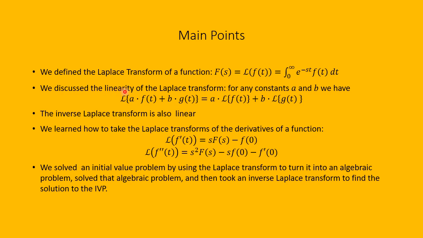We discussed the linearity of the Laplace transform. For any constants a and b, we have the following. The Laplace transform of the constant a times f of t plus the constant b times g of t is a times the Laplace transform of f of t plus b times the Laplace transform of g of t. The inverse Laplace transform is also linear. It would satisfy a similar equation to what we have up here.